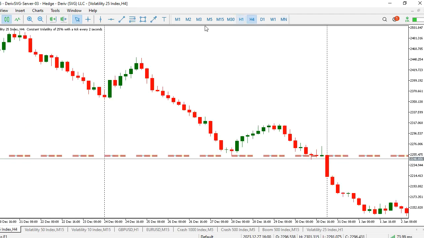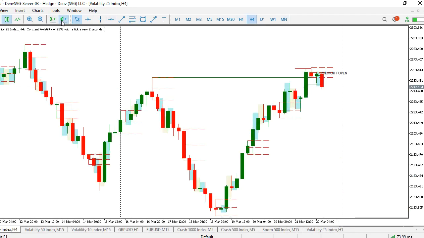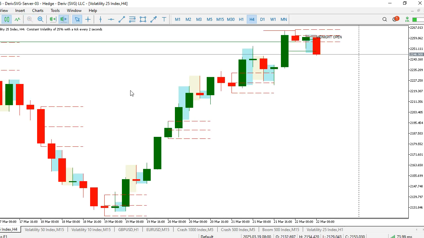So I went down to my 4 hours time frame. No time, simple as that. So on my 4 hours time frame now, the CRT pattern that you've actually been looking for, here I have the CRT pattern. This is the CRT pattern.